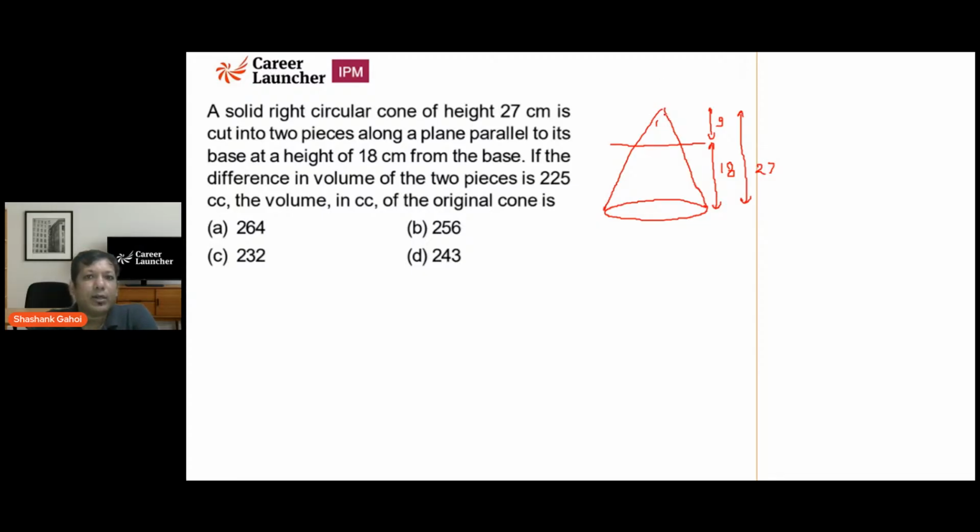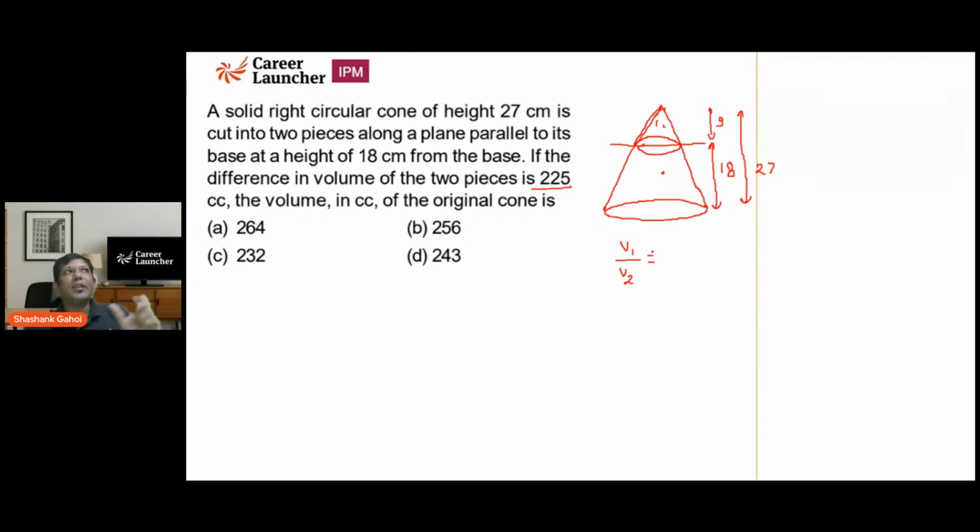And the difference in volume of the two pieces is 225. So if I'm going to talk about this, can I say these two cones are similar cones, right? Now, in similar shapes, the cubic ratio, that is the ratio of volume, is always the cube of the linear ratios.